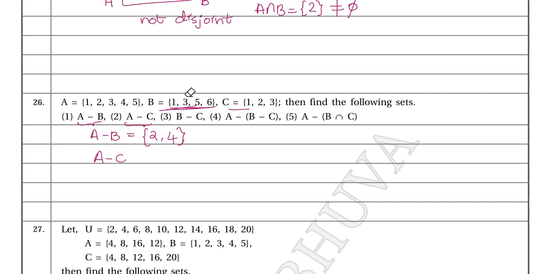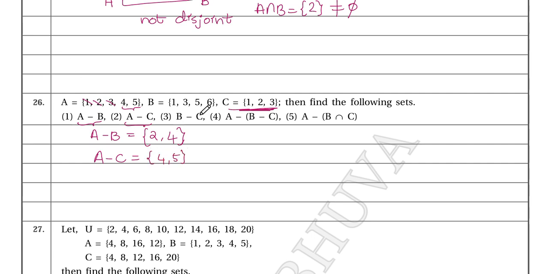So in the set A, we have to write down all the elements which are not there in C. So look at C set: 1, 2, 3. So remove 1, 2, 3 from here. 1, 2, 3. What is remaining? 4 and 5. So the answer is 4, 5.